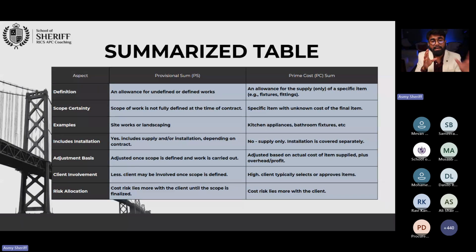And when it comes to provisional sum, the client will be involved very, very little. He will give you the information and tell you to go and construct. But when it comes to prime cost, as I said, the client will come and in a very detailed manner select the item. As I said, for the WC, water closet, we call it a commode inside the toilet.